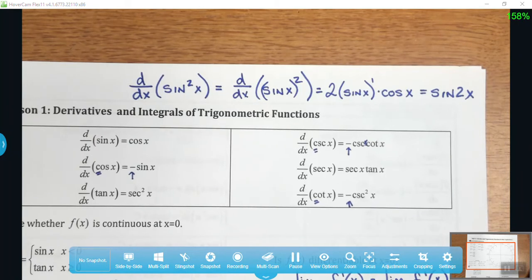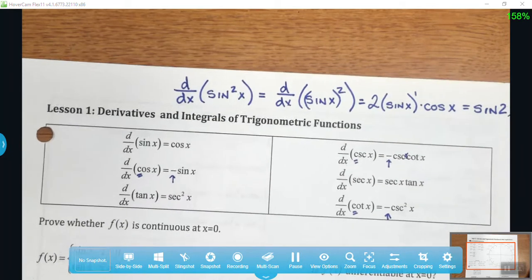Alright, derivatives are not that bad. Integrals get a little bit trickier.